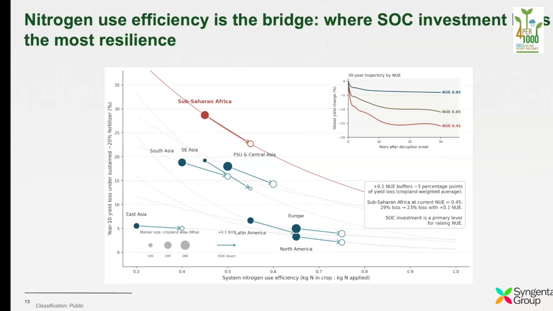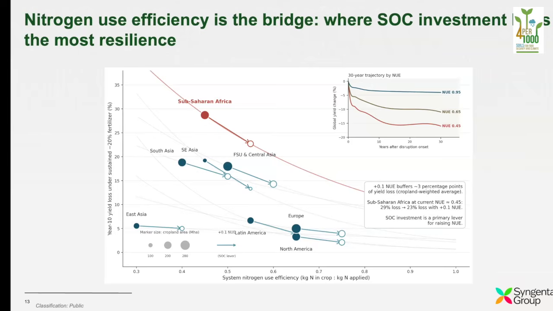The pattern that emerges here is that a roughly 0.1 shift in NUE buys about 3 percentage points of buffered loss under shock. So the higher your NUE, the less you're going to see that shock impact yield and margin. The slope is steepest where soil organic carbon is lowest. So again, an important benefit to having more soil organic carbon.